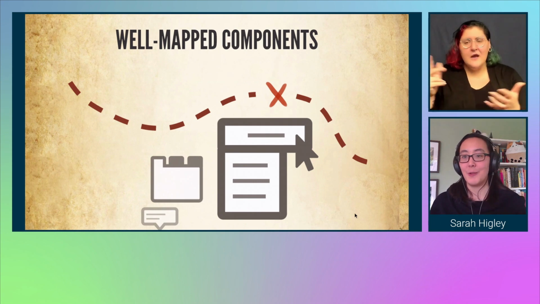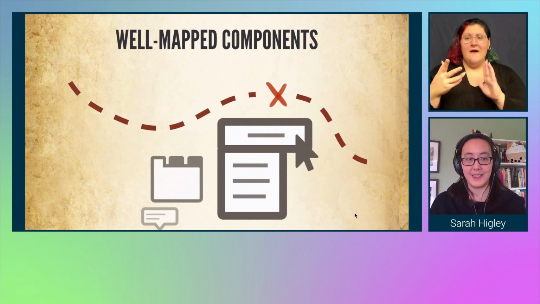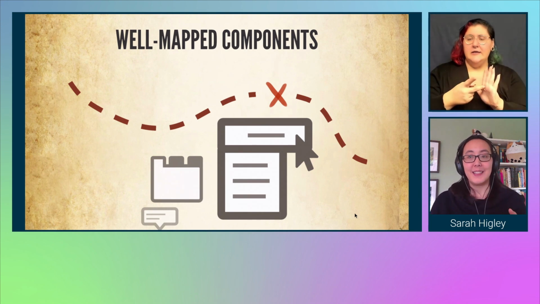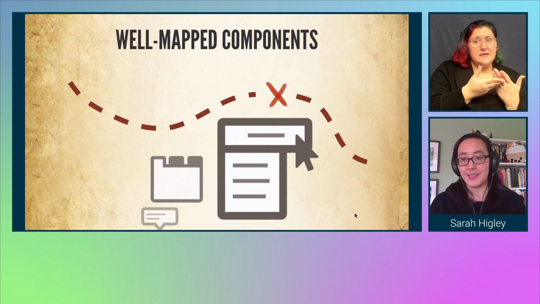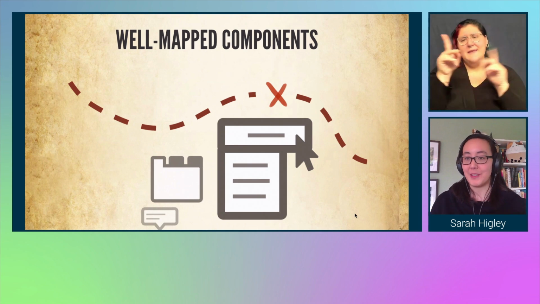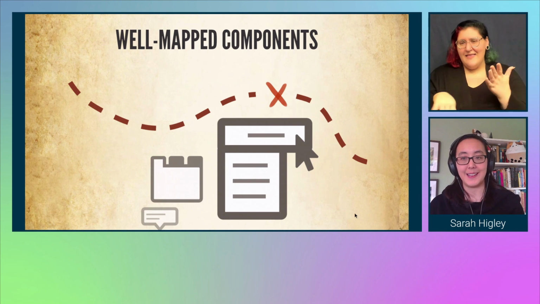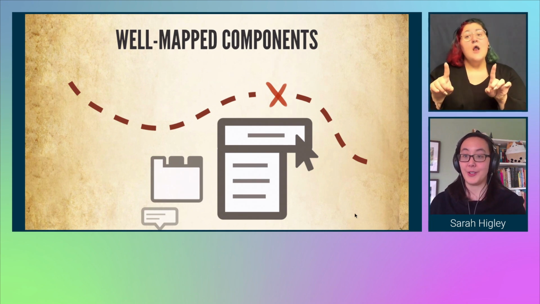What are examples of patterns that are well mapped and well defined? And I want to say here that well defined is not the same as easy. A lot of patterns like combo boxes and trees are very complex and hard to do well, and have a lot of nuance and gotchas. But when I say well defined, I mean there's a lot of guidance out there on how to do them.